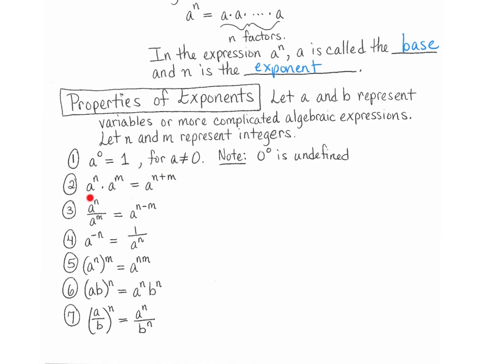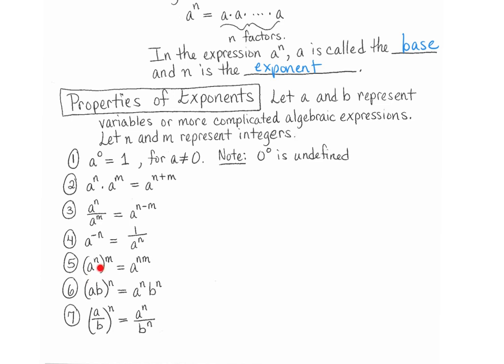Good. A to the N times A to the M is equal to A raised to the N plus M. So if your two expressions have the same base and you're multiplying them, you add their exponents and keep the base. If you have A to the N divided by A to the M, that's equal to A raised to the N minus M. A raised to the negative N is equal to 1 over A raised to the N.